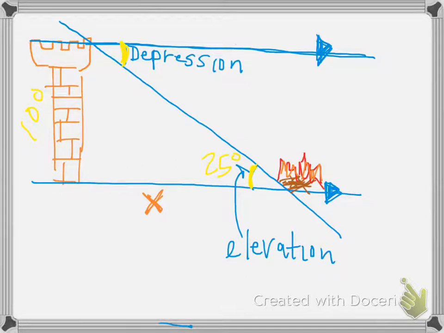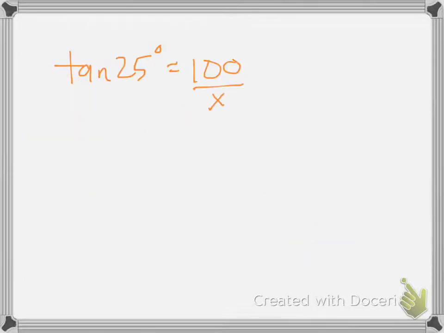So I'm going to use, because this is the angle I'm talking about, an opposite side and adjacent side, because this is where the right angle is. Opposite over adjacent is tangent. So this is the setup. Tangent of the angle is opposite side over adjacent side.